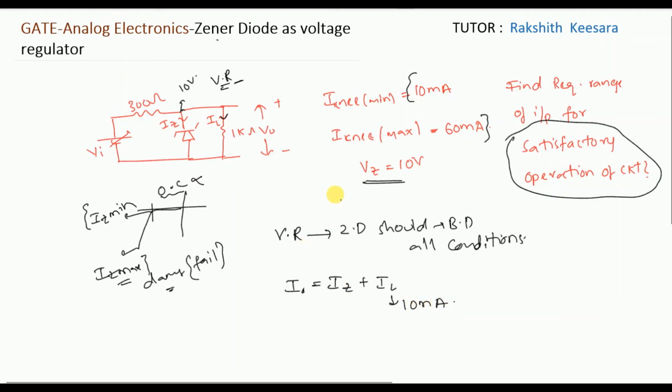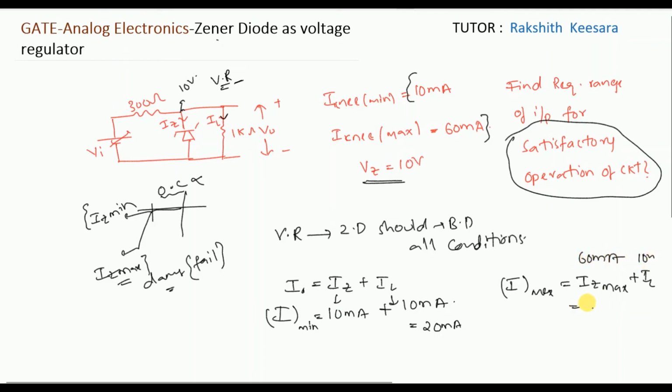So IL is constant. If minimum current is 10 milliampere, what will be the input minimum current? That is 10 plus 10, that is equal to 20 milliampere. Next, what is the input maximum current? That is Iz maximum plus IL. So what is Iz maximum? 60 milliampere. IL is 10 milliampere. So this is 70 milliampere.